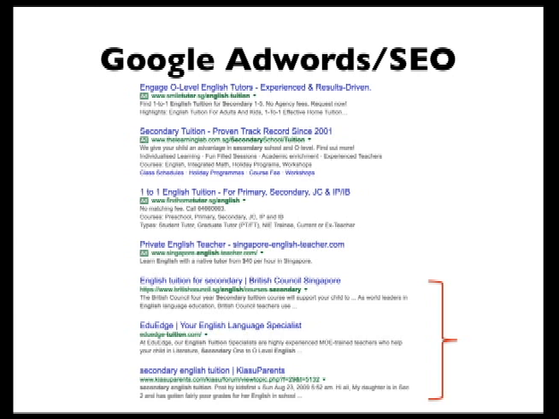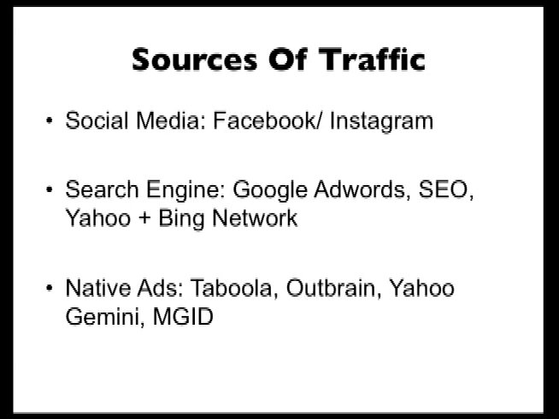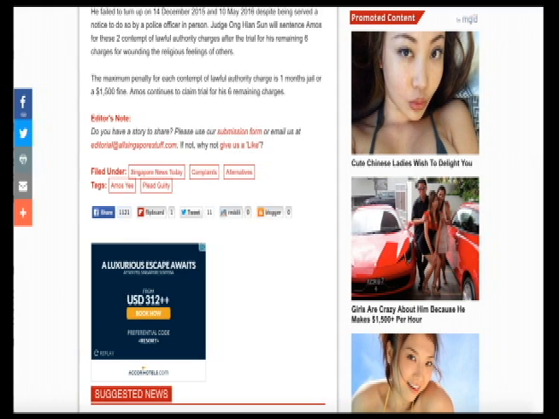So let's go ahead to the next traffic platform, which is what I call native ads, such as Taboola, Outbrain, Yahoo Gemini, or MGID. Now, these are examples of Taboola Outbrain. This is taken from a very high traffic website over here in Singapore.